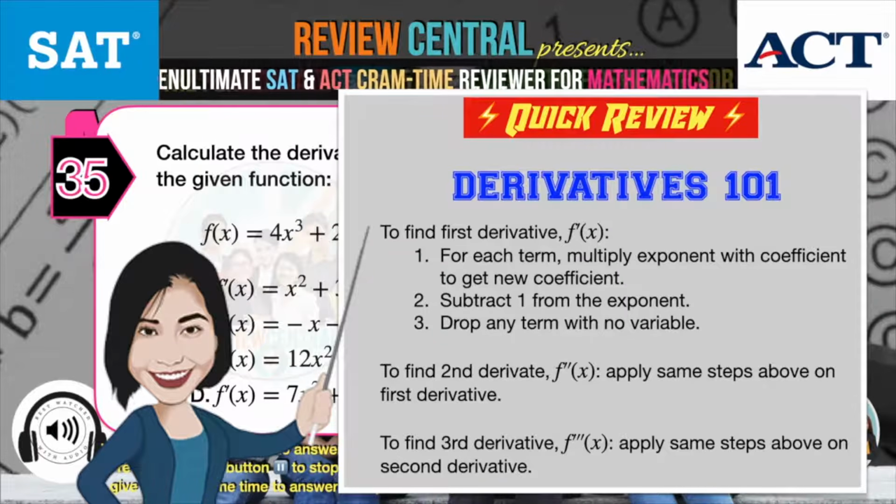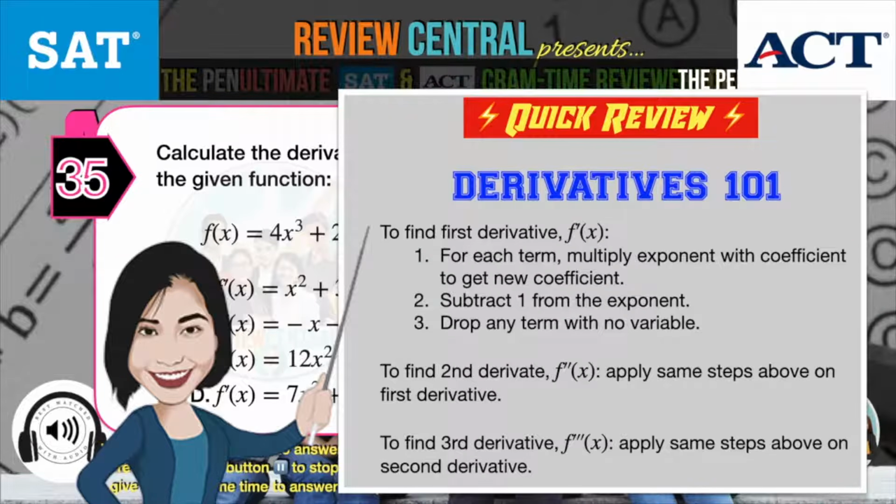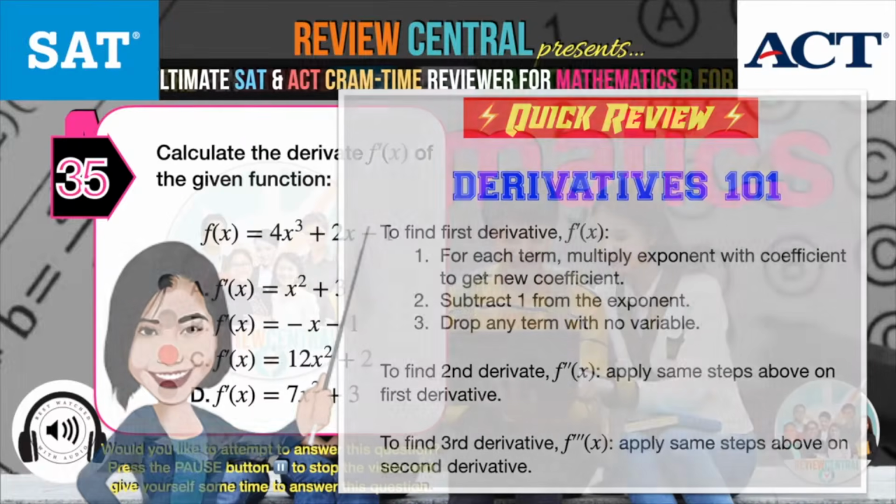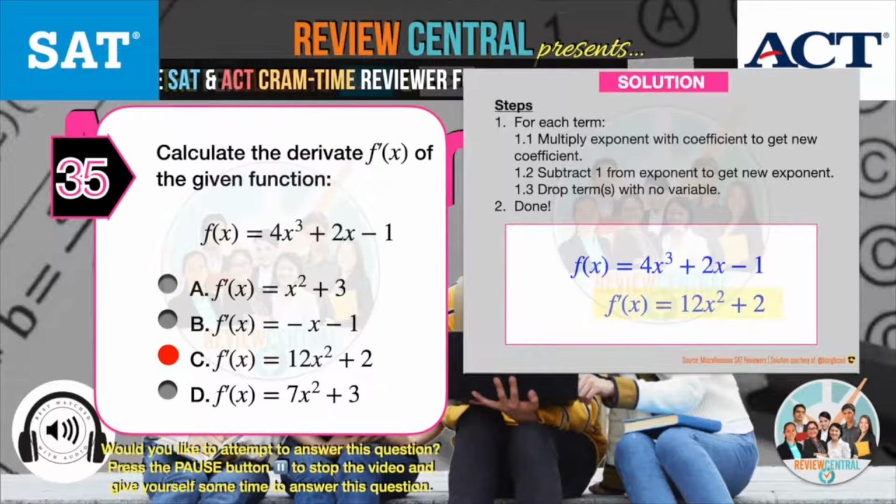Step 1. Get the exponent of the variable, multiply it with the variable's coefficient, and write it down as the new coefficient for the term, followed by the variable. Step 2. Subtract 1 from the exponent and write it down as the new exponent for the term. Step 3. In the case of terms with no variables, meaning constants, simply drop the term. To find the second derivative, simply apply the same exact steps on the resulting first derivative. To find the third derivative, simply apply the same exact steps on the resulting second derivative. And so on.